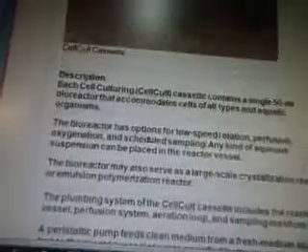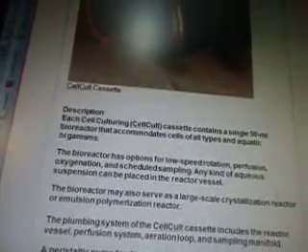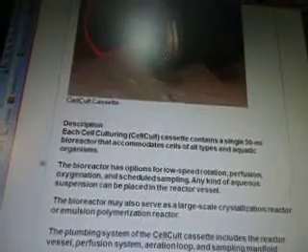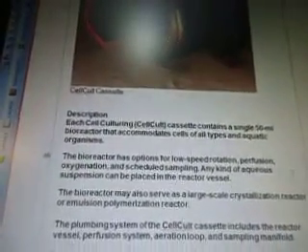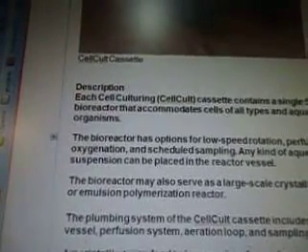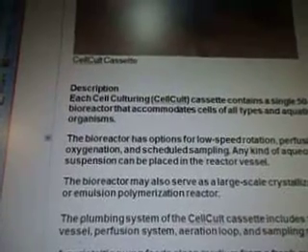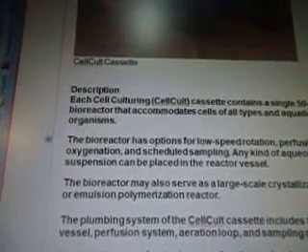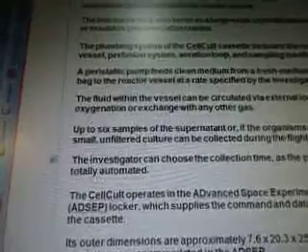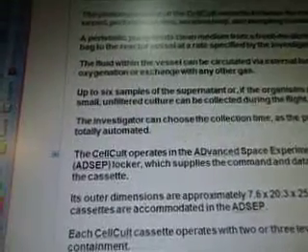And it says each cell culture cassette contains a single 50 milliliter bioreactor that accommodates cells of all types in aquatic organisms. The bioreactor has options for low speed rotation, perfusion, oxygenation, and scheduled sampling. Any kind of aqueous suspension can be placed in the reactor vessel. Okay, so that tells you a little bit more about that. I'm not going to go into it. You can read it on the website there.